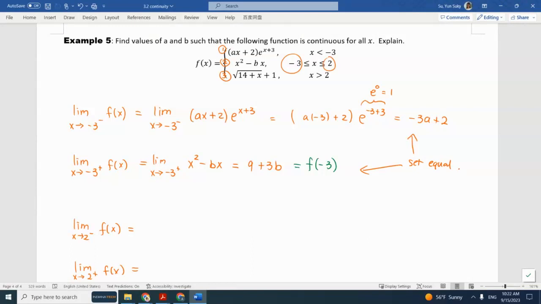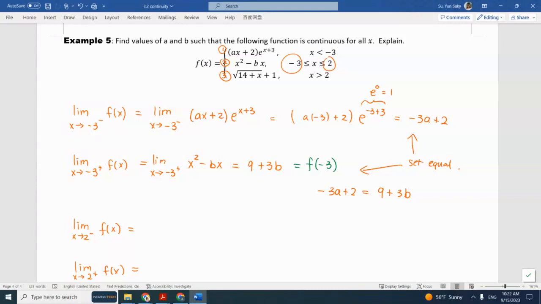Okay, everybody, don't forget to write this down because for the definition of continuous, you need the limit exists and you need the limit equals the function value. So you have to check that. Otherwise, 1 point will be off in the exam. Okay? Alright, set them equal. So I get -3a plus 2 equals 9 plus 3b. Okay? So -3a plus 2 equals 9 plus 3b.